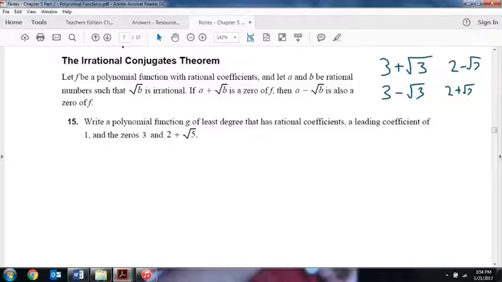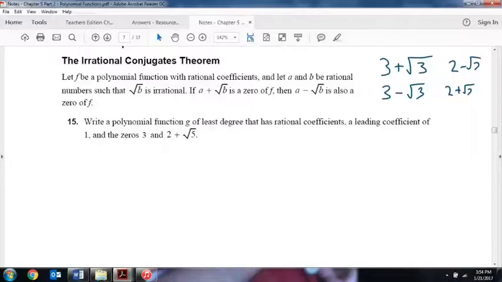So basically the idea is if you have something plus or minus a square root, it has both of them, both the plus form and its conjugate, the minus form. So what we're going to do is take the roots, multiply them out to get a polynomial in standard form. Okay? So here we go.